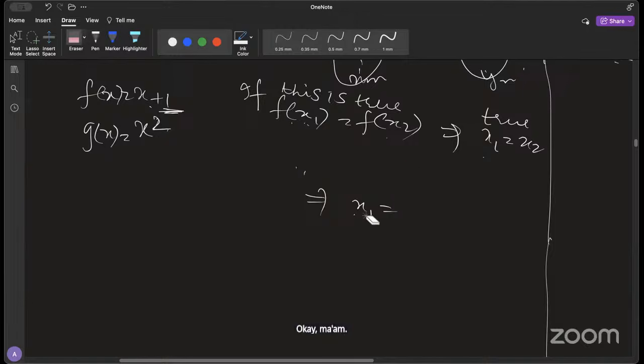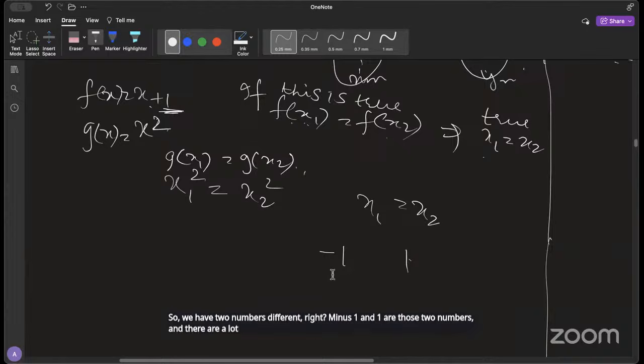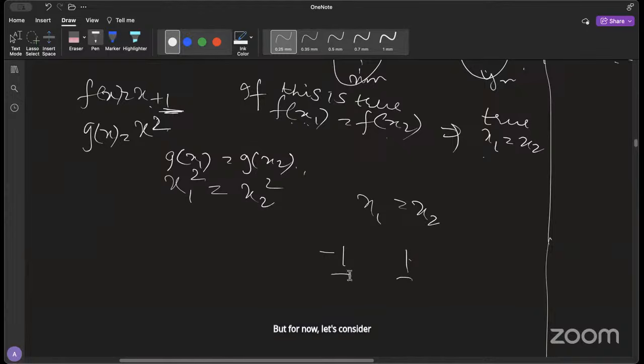Now let's say you have a function x square. So I know that x1 square is equal to x2 square. This is g(x1) equals g(x2). Now if this is true, then can I say that x1 and x2 are also the same? Can I have two different numbers whose squares are equal? Yes, we have two different numbers: -1 and 1. And there are a lot of other pairs too. But for now, let's consider this -1 and 1 pair.